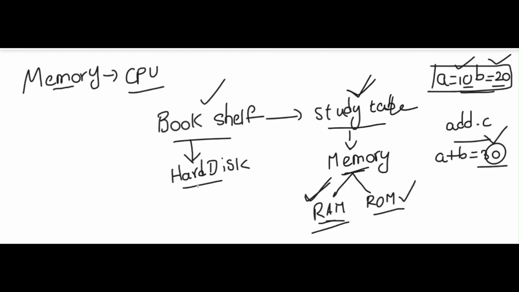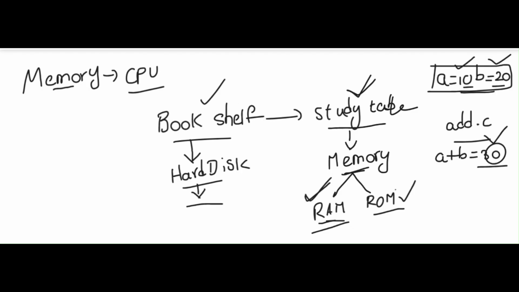Whereas in the hard disk, suppose you saved a photo. Today you went to a picnic and you stored a photo in the hard disk. Now you switched off your system. Tomorrow, when you switch on the system again, whatever data you stored in that hard disk will be there only. It is for permanent storage. That is why I compared it with a bookshelf.